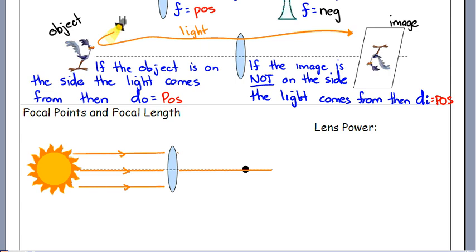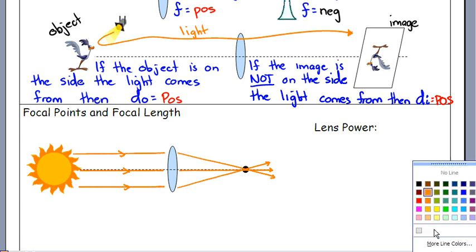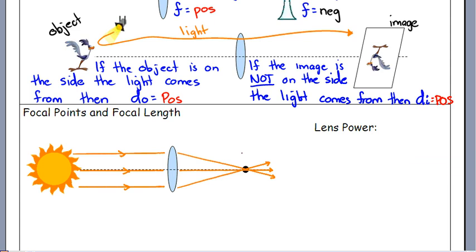If you were to put a tiny little piece of paper in this one spot where that black dot is, it would probably light on fire. Right? There's just going to be so much energy there. And then they'll actually diverge again after they pass that point. But if there is something sitting there, it's going to get really hot. And so that place is called the focal point.